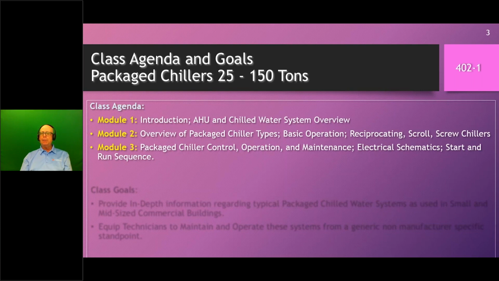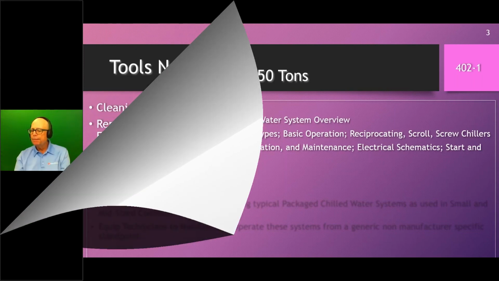In module 2, which is going to be tomorrow evening, we are going to get an overview of all the package chiller types. Then we're going to look at basic operation of reciprocating, scroll and screw chillers, and components as well, I might add. And then in the third module, we are going to talk about package chiller control. We're going to talk about typical operation and maintenance. And we are going to look at electrical schematics and start and run sequences for these package chillers. And we're also going to talk about some troubleshooting scenarios as well in that module.